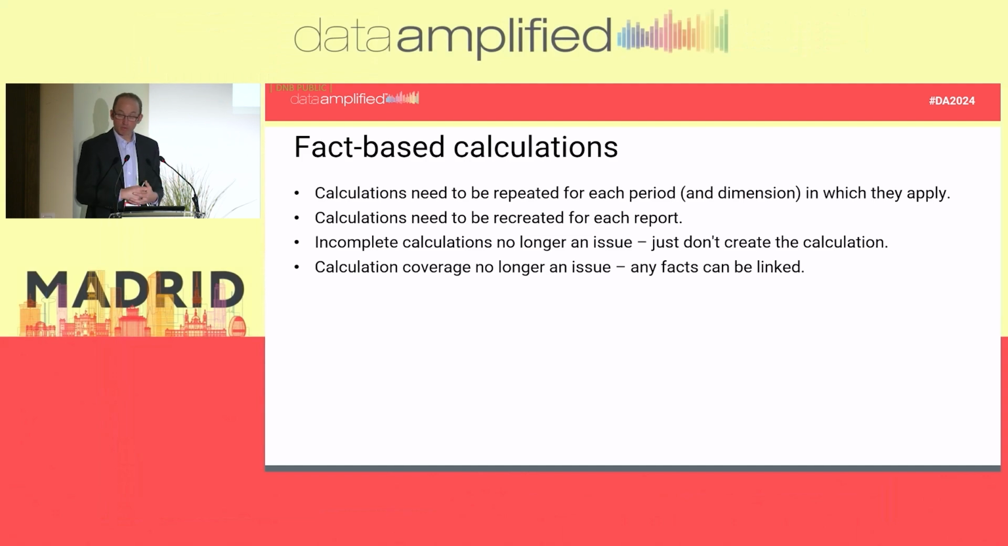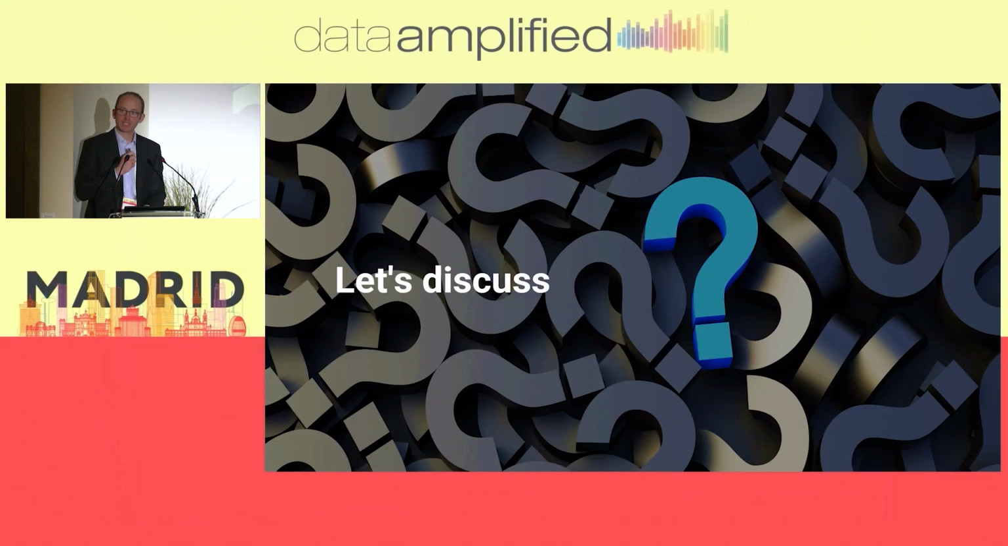But some problems obviously just go away. Incomplete calculations go away. If you don't have enough figures to complete the calculation, you don't create it. And the different types of relationship are no longer a problem. If you've got a calculation that crosses different dimensional breakdowns, you just create links between the facts involved. So some problems just go away, but there must be some flaws with this approach, and that's what I'd like to discuss now.